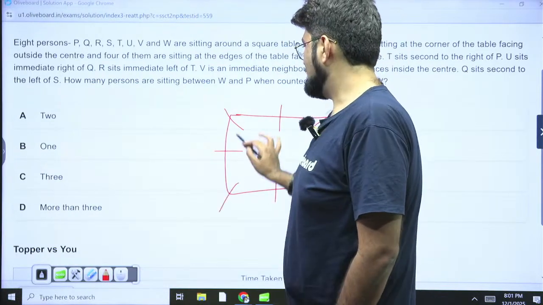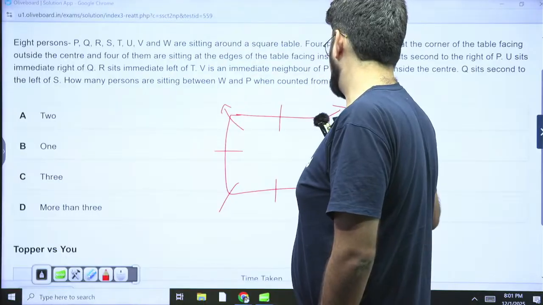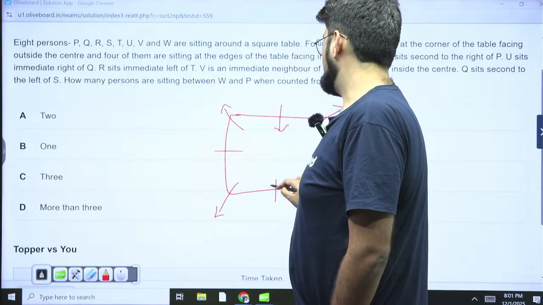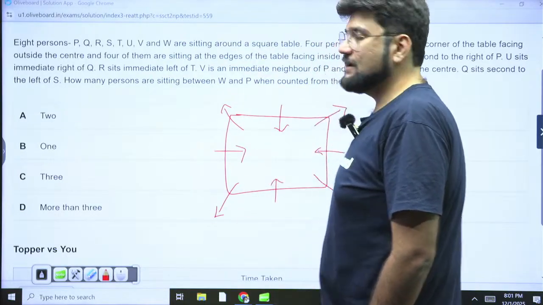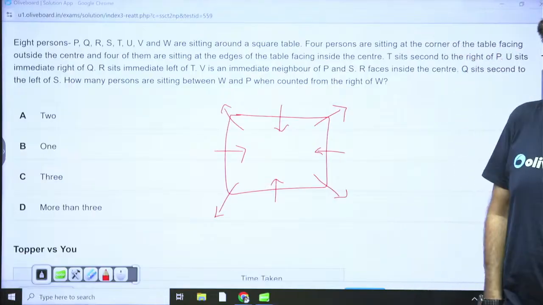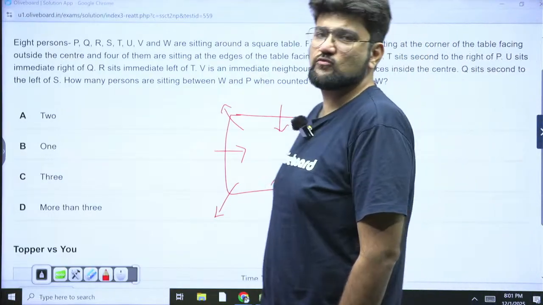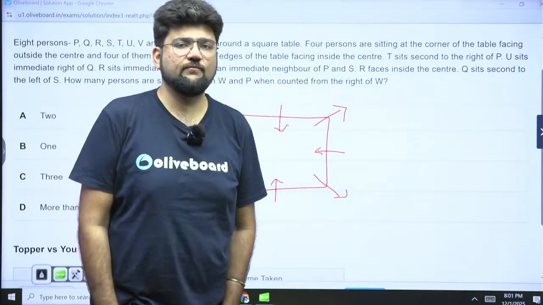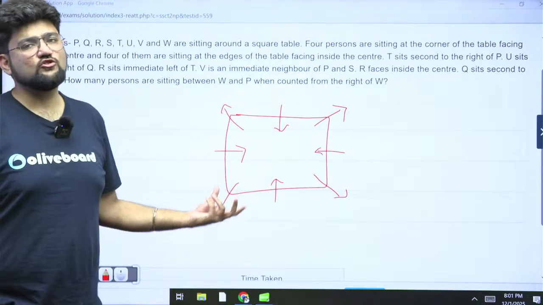Now, the good thing is the corner ones are facing outside and the center ones are facing inside. The biggest problem, what is the difference? A lot of people approach circle-based questions and square and rectangle-based questions in the same way. You can, because eventually they are all closed figures.